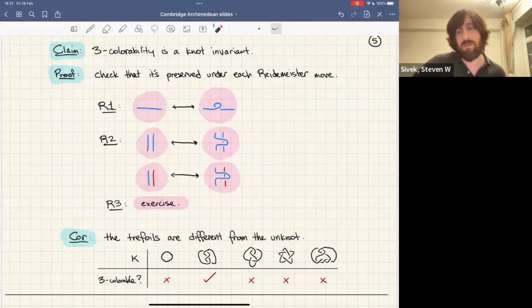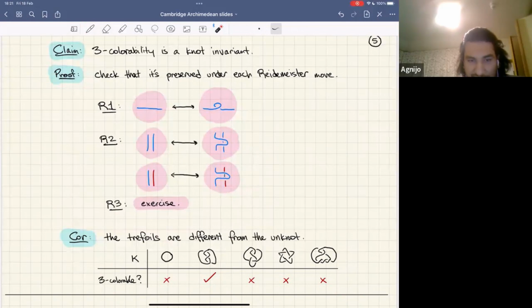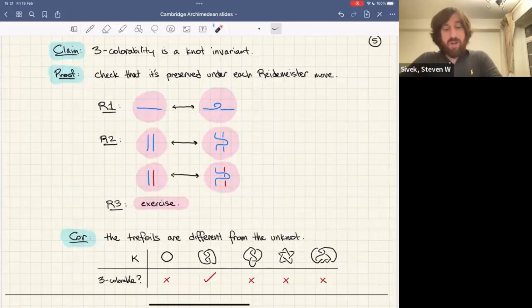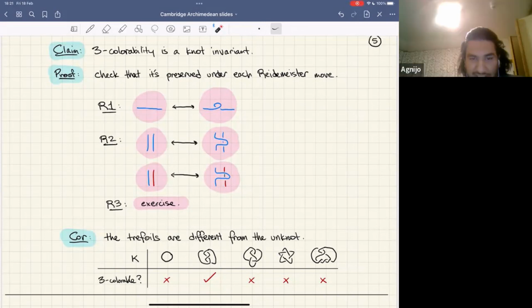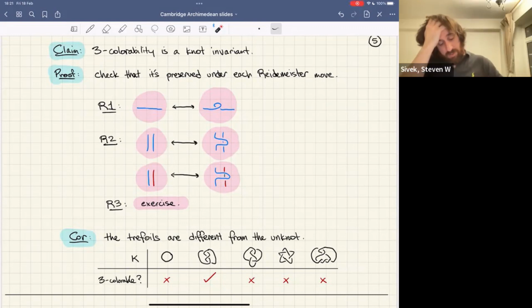I see there's a raised hand. Yeah, I was thinking about the second Reidemeister move, like you sort of added another color then, once you've done the move. But if you reverse it and you get rid of that color, would it be possible that only 2 colors have been used? Yeah, that's a good point. So the question was, right, I've got that green there, and now it disappeared.